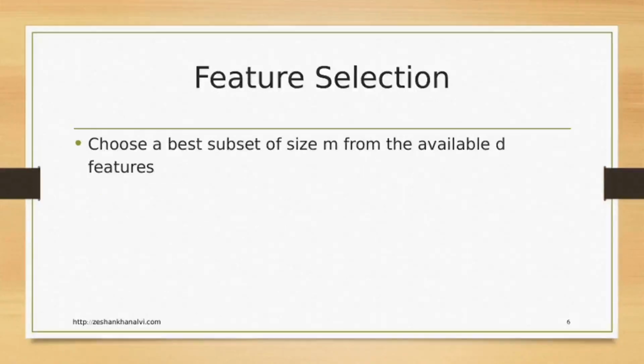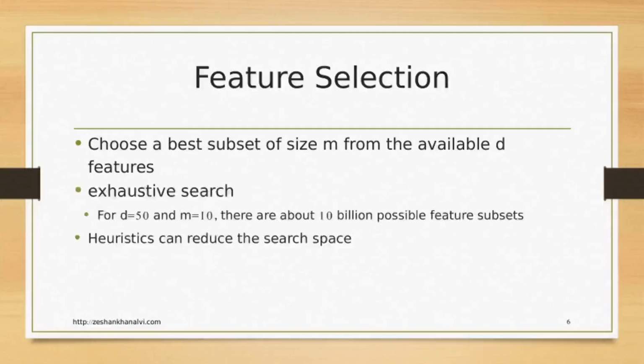The next one is feature selection. Here we are going to decide a set of m features from D available features that are useful, or at least equivalently useful, and beneficial at least in terms of time, or maybe in terms of accuracy as well.